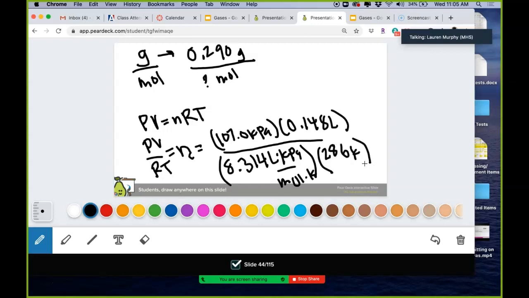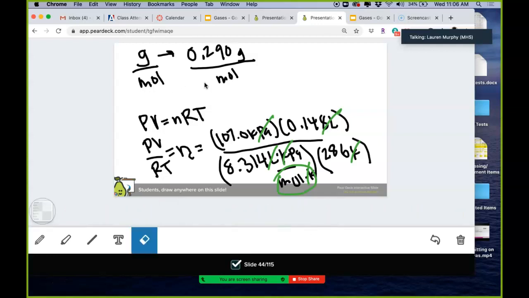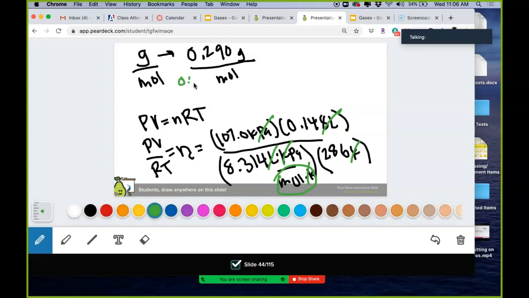13 Celsius. So let's look. This times this, hit the divide button, 8.314, hit the divide button again, 286. Kelvin cancel, kilopascal cancel, liter cancel, and we're left with moles. So that number is, let me calculate it out, 0.06, or I'm sorry, 0.00665999 something, so 0.290 divided by that whole number is the same thing, 43.5 grams per mole.